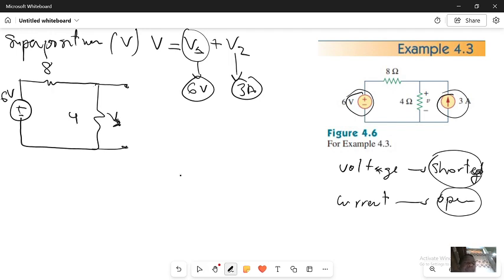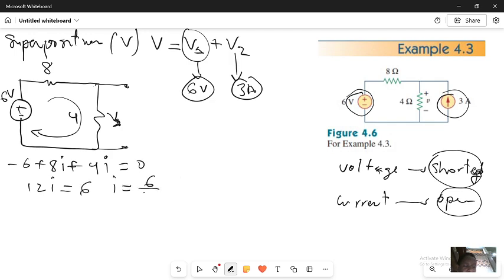Now how can I determine V1? We saw different methods in the previous video to determine it. You have the freedom to use one. The important thing is to find the value of V1. Let's say for example I use KVL. I will have minus 6 plus 8i plus 4i equals 0, meaning that I will have 12i equal 6.